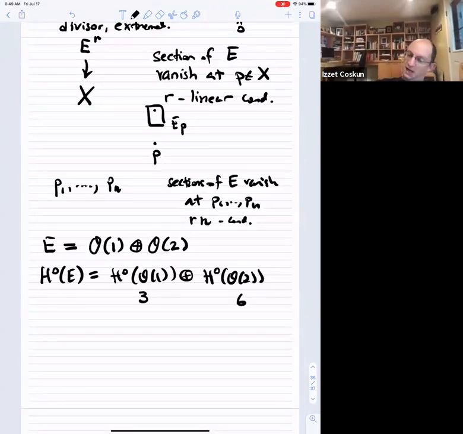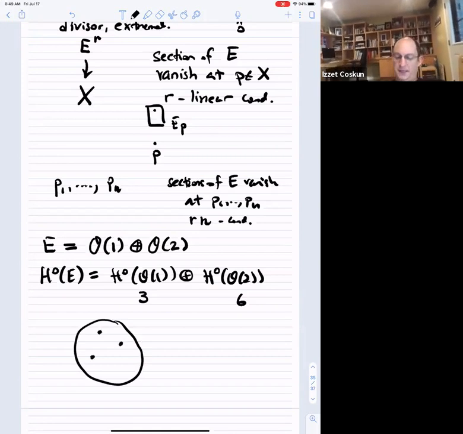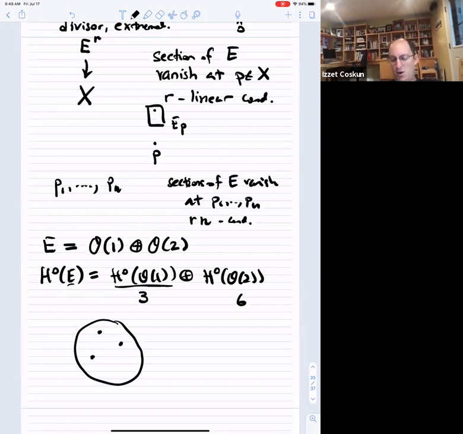So altogether, it's a 9-dimensional vector space. But now what happens is that as I add points, if I take 3 points in P2 and ask that the sections of E vanish at those 3 points, there are no more sections of the linear forms. You kill all the sections of the linear form, and there is a 3-dimensional space of conics that pass through these points. So once you put these 3 points, you've killed all these sections, and you've reduced these sections to 3.